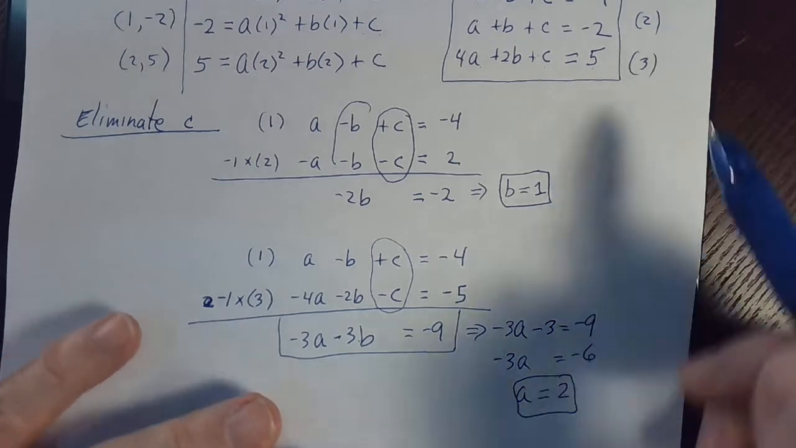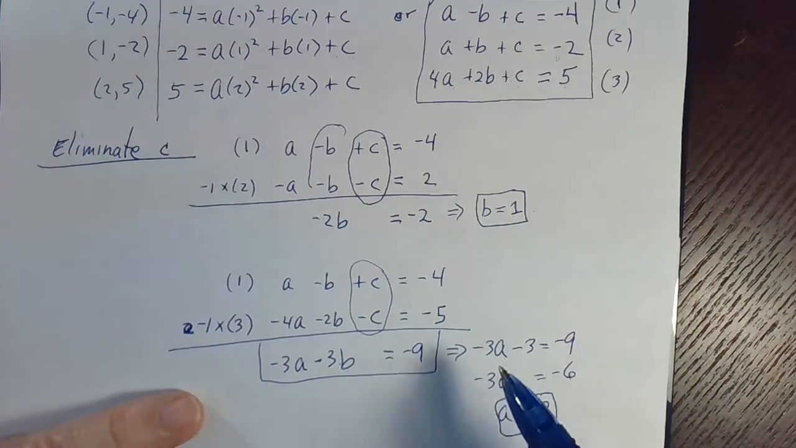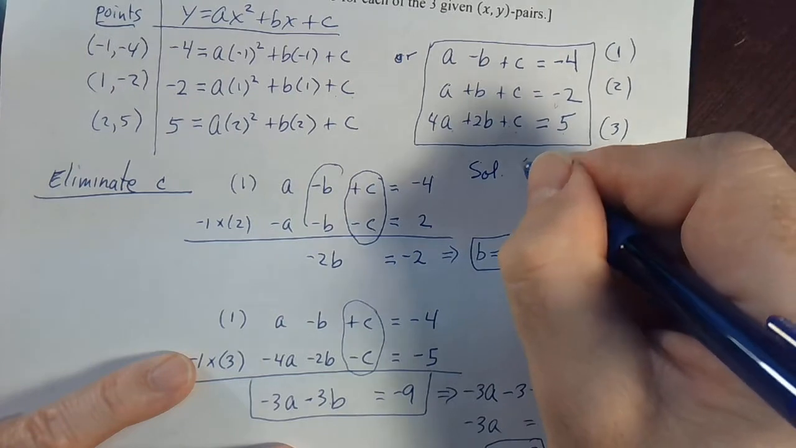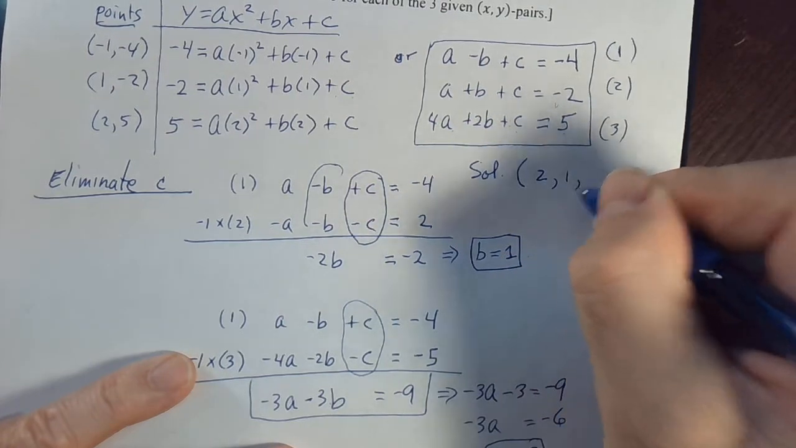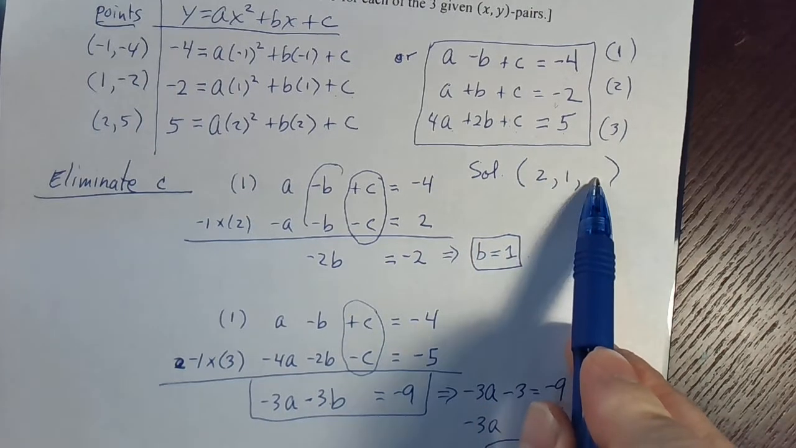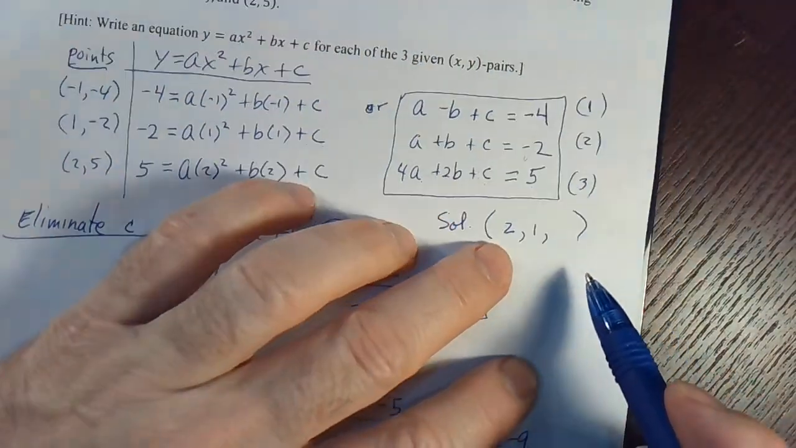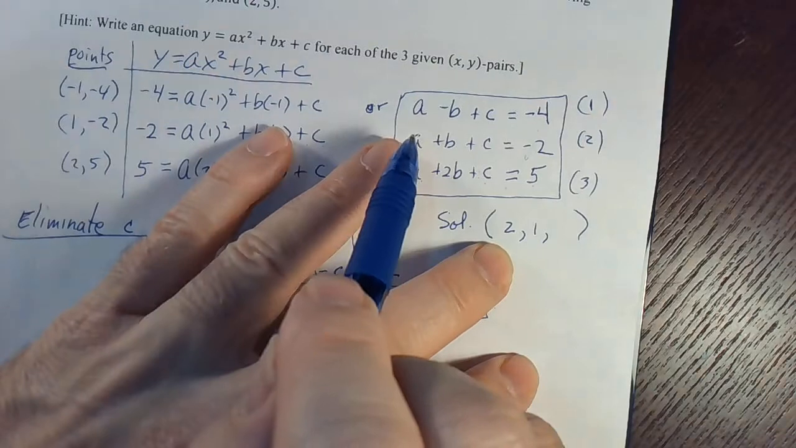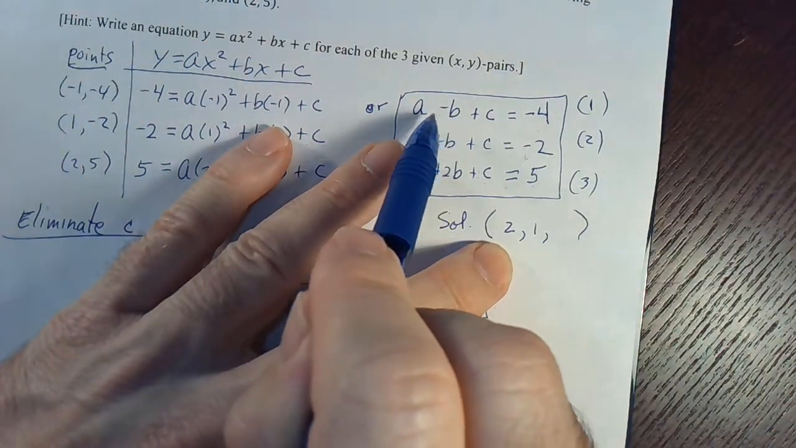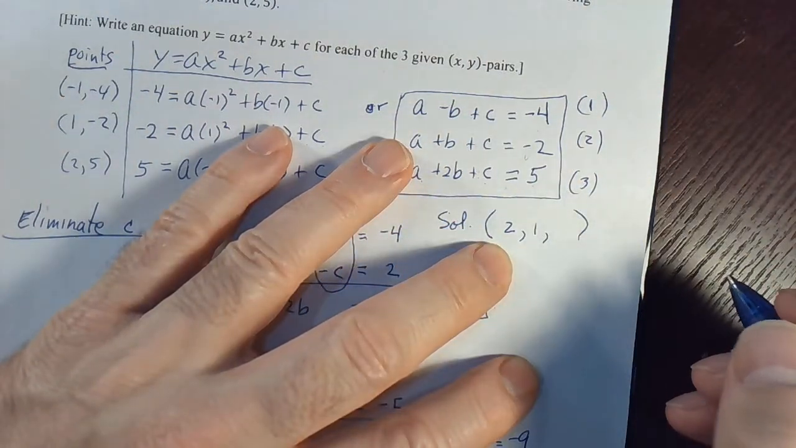All right, now we can just go back to any one of these three equations up here, and we should check it in all of them. Let me write down the solution. Looks like 2, 1, something else: a, b, c. Maybe we can come up with c without even doing any work. Let's see. a is 2, so that's 2. Minus b is 2 minus 1, that's 1. 1 plus what is negative 4? I think it's negative 5.